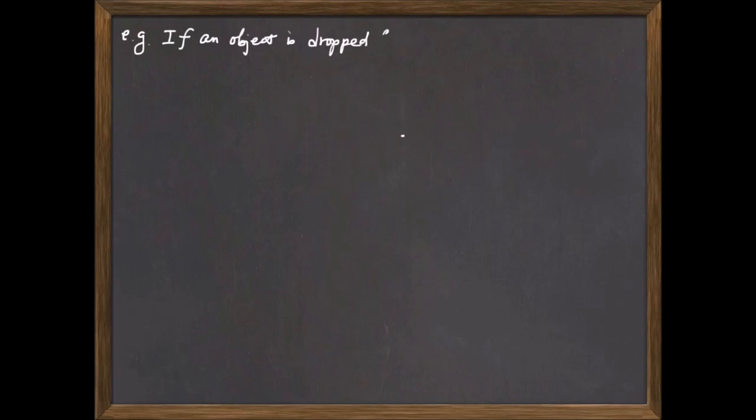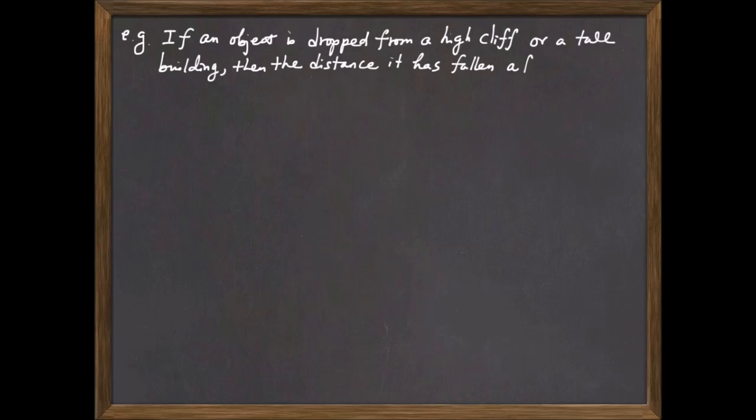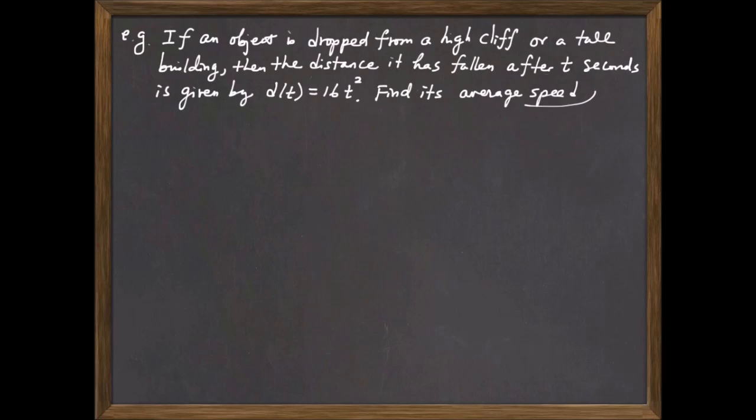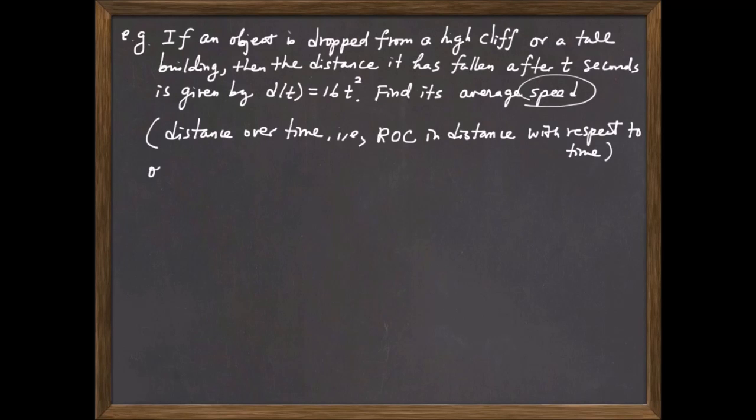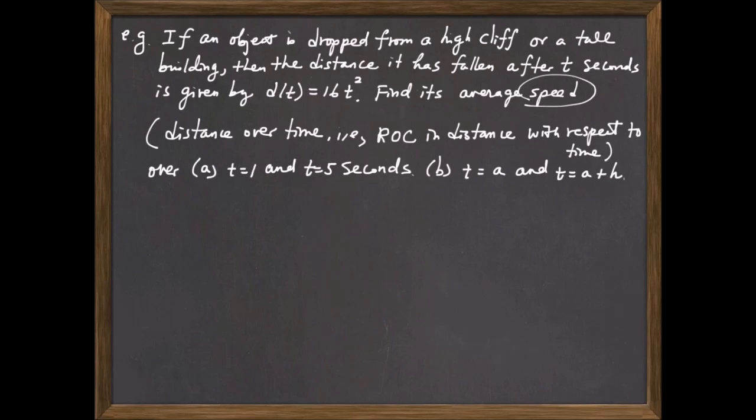Suppose that we have an object that is dropped from a high cliff or a tall building. The distance it has fallen after t seconds is given by the equation d of t equals 16t squared. We want to find its average speed, which is defined to be distance over time, also known as the rate of change in distance with respect to time, over the following 2 sets of periods. In part A, we're going to do it between t equals 1 second and 5 seconds.